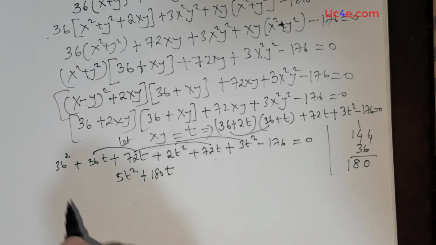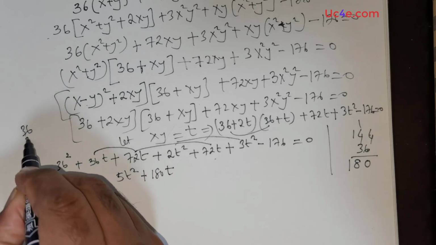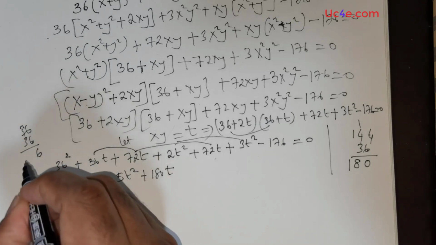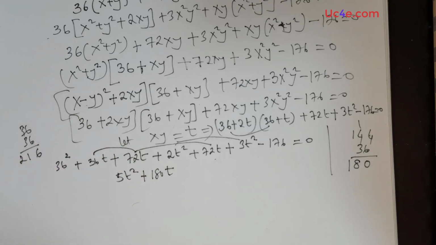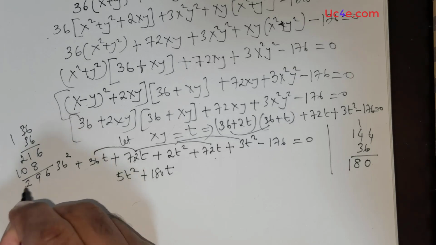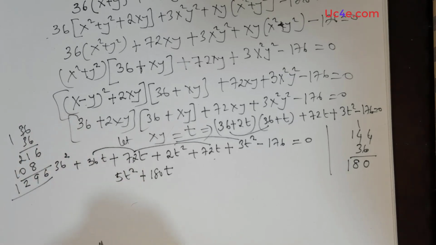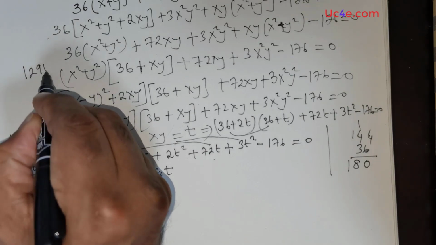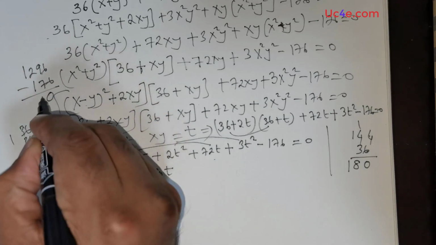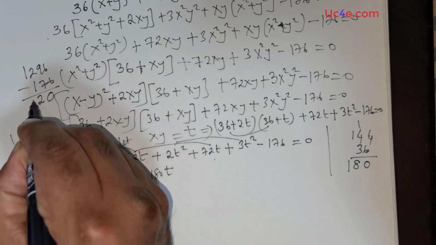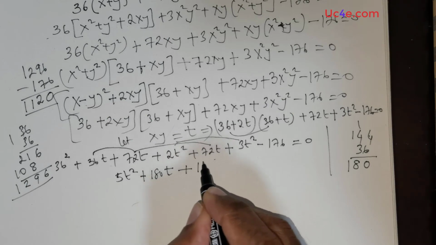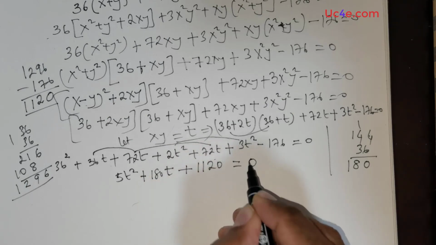180t. So now I got a 36 squared, so I need to take the square. 36 into 36: 6 times 6 is 36, 3 times 6 is 18, and so on. You get 1296. So 1296, you have to take away 176. So you get 1120. So that's going to be plus 1120 is equal to 0.